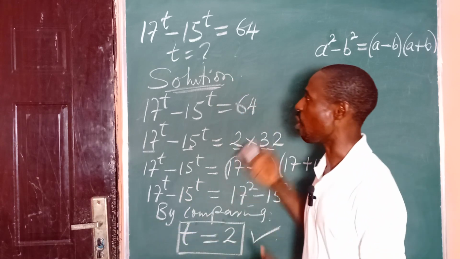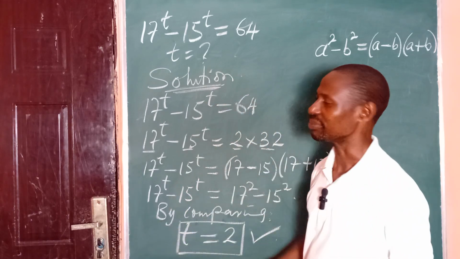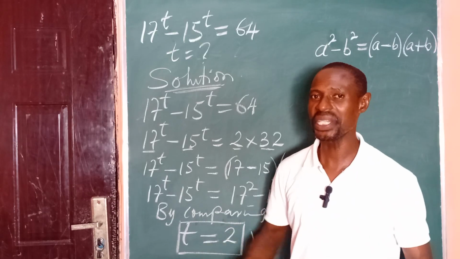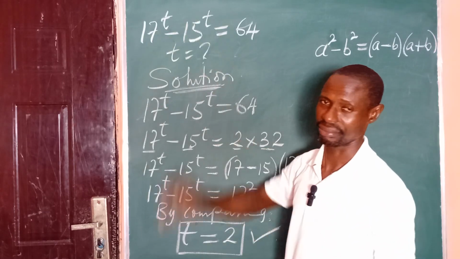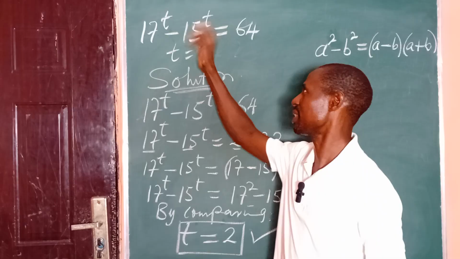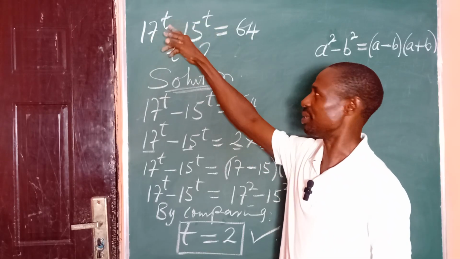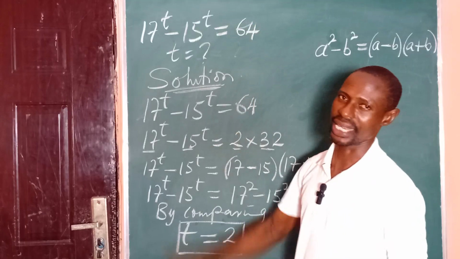This is how you solve, or one of the tricks you can use in solving exponential equations of this kind. But if it is an objective exam, then you can just do trial and error. Put in 1 first, definitely it will not give you this. Then you increase it to 2, then you get this.